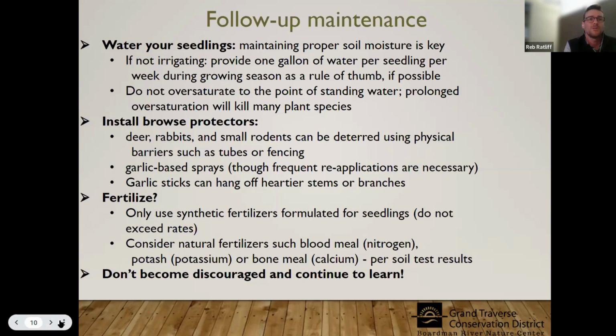And again, don't become discouraged, just continue to learn. Of the tens and tens of thousands of seedlings I've planted, I've had thousands and thousands not make it. I just try not to get discouraged and live with that power in numbers mantra of mine. So next slide, please.